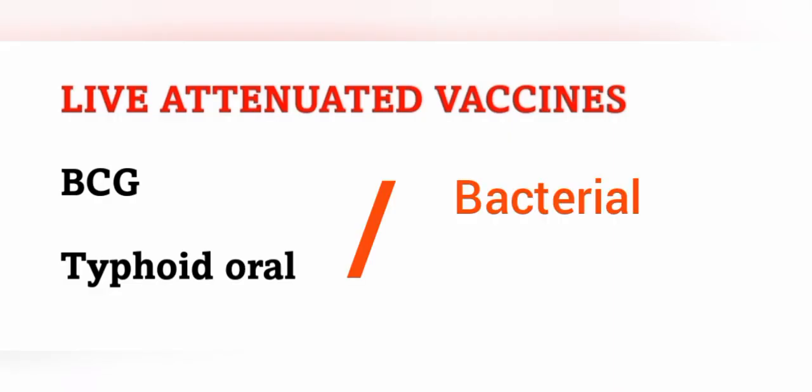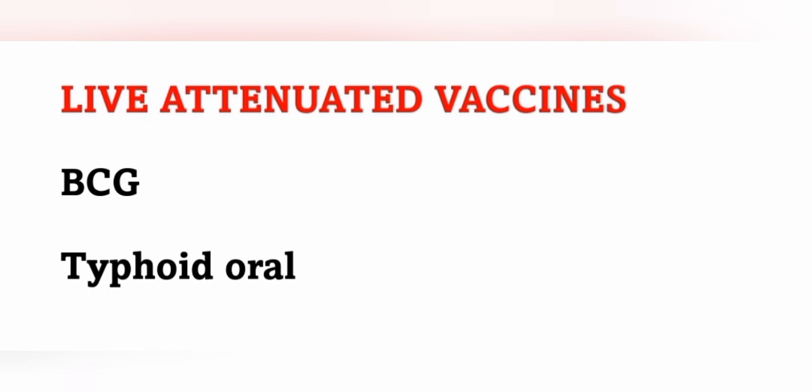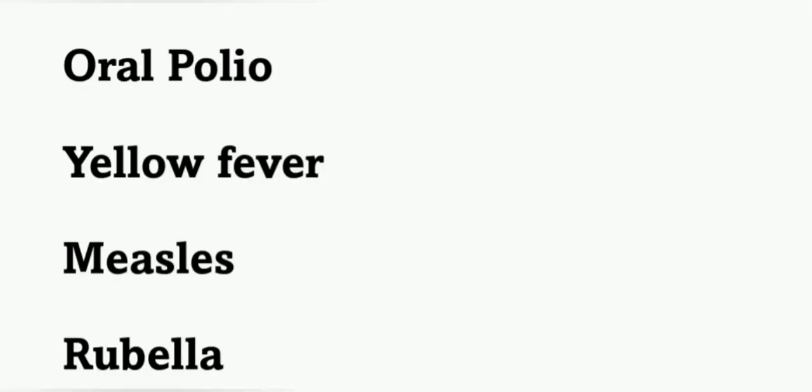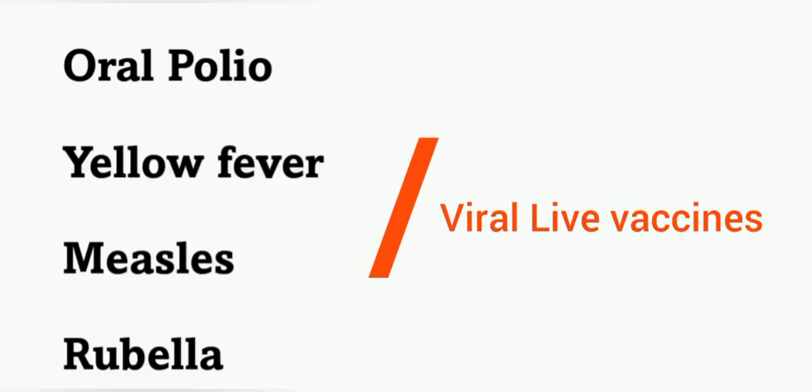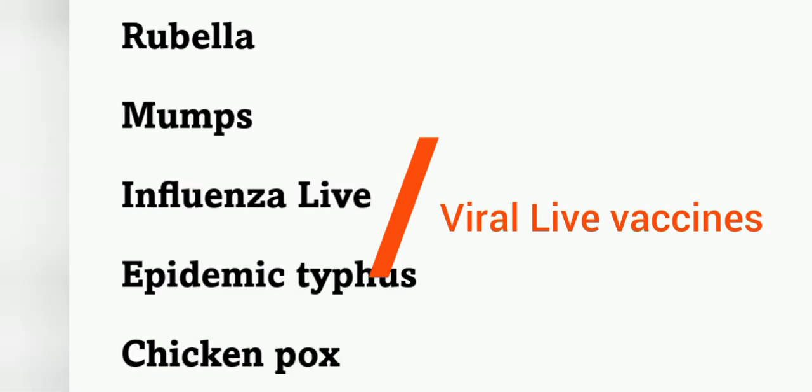Live vaccines, or live attenuated vaccines, include bacterial live vaccines and viral live vaccines. Bacterial live vaccines include BCG and oral typhoid. Oral polio vaccine, yellow fever vaccine, measles, rubella, mumps, influenza live vaccine, epidemic typhus vaccine and chickenpox vaccine are all viral live vaccines.